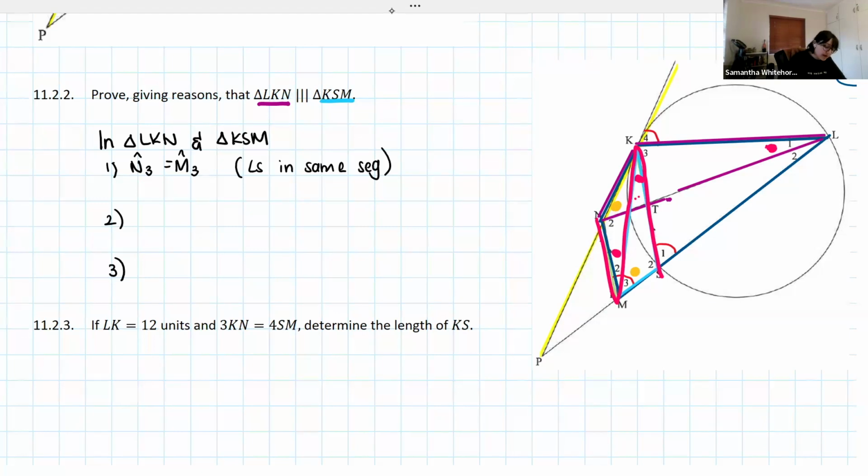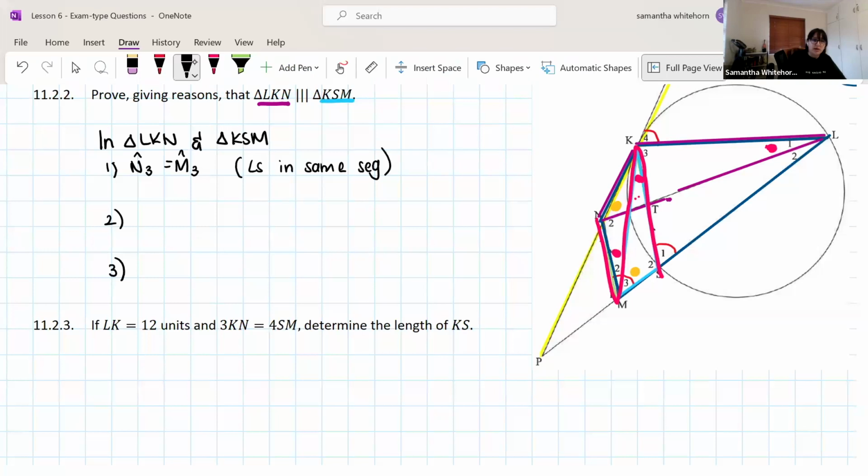So just remember, guys, you don't always get there straight away. Sometimes you've got to do a bit of work before you get there. And remember, again, no piece of information we give you is useless. Those parallel lines were there for a reason. You proved a cyclic quad for a reason.